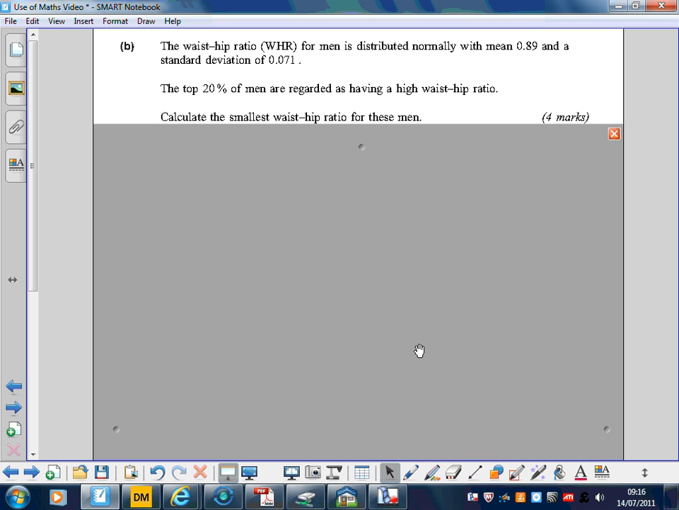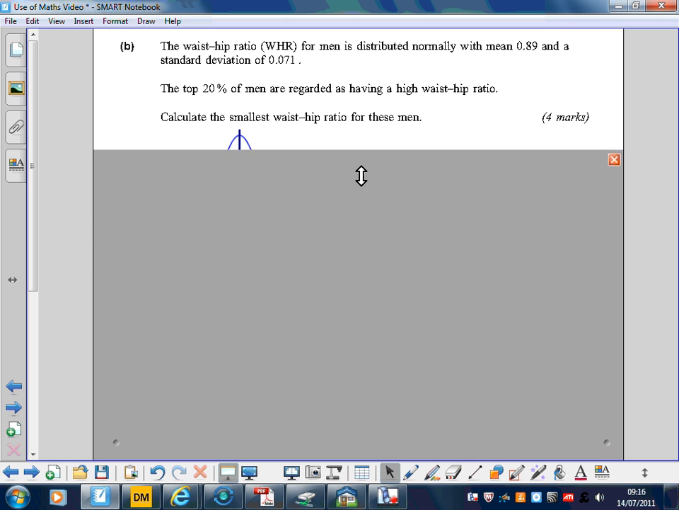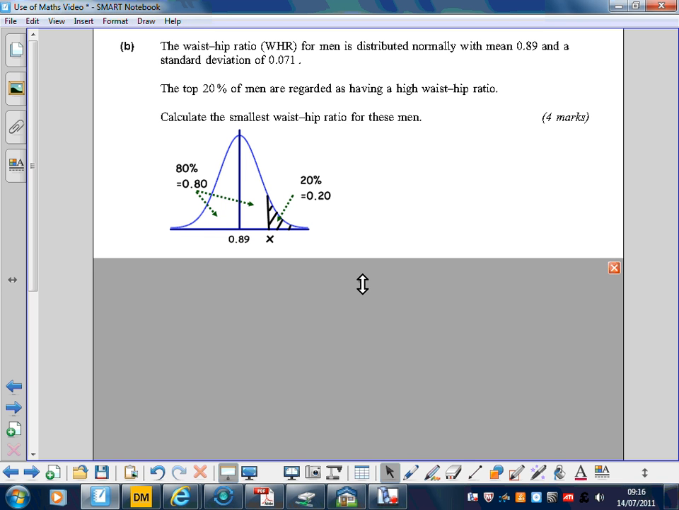Now, the first thing with a question like this is to actually try and get this information onto a normal curve. So here's one that I did earlier. You can see that I've illustrated the top 20% of men as the highest 20% of the curve there. And that, of course, means that the other side must be 80%. And we do need that number because when we're going to use the normal tables in a minute, they only work with the larger percentage. So you always need to work out if they give you the smaller tail end, take it away from 100% to get the other side of it.